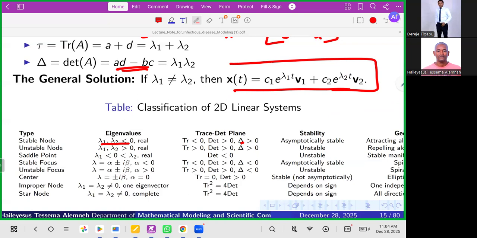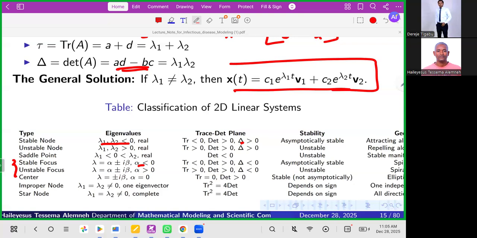The other one is the spiral equilibrium point, or focus. When the alpha value is less than 0, we can say the trace is less than 0. The trace will be less than 0 when we are adding them, and the determinant is greater than 0. And if it's a complex number, we can say the discriminant is less than 0, is that not? The discriminant is less than 0 because complexity comes from that.